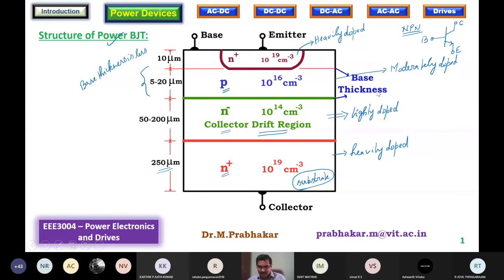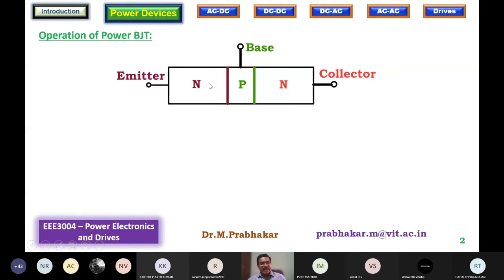Now, operation wise, we will consider the classical signal level transistor alone without the N minus layer. And we know that if we want to operate the BJT, the base emitter junction should be forward biased, while the collector base junction should be reverse biased. This is the way we operate the BJT. Remember, we are dealing with power electronics, so the amplifier characteristics need to be ignored. We don't want the amplifier characteristics. We want only the switching characteristics.